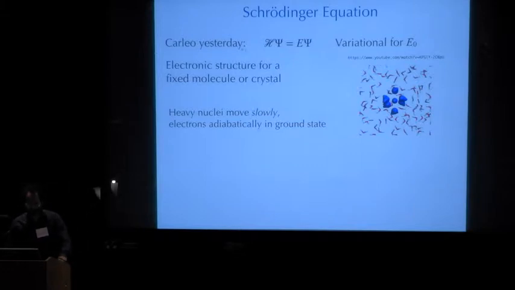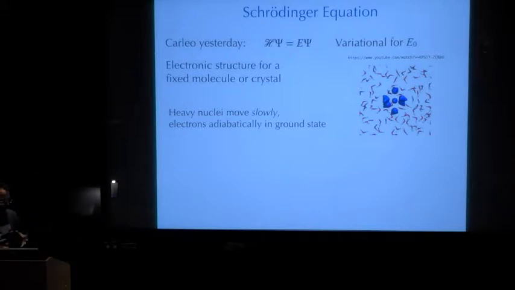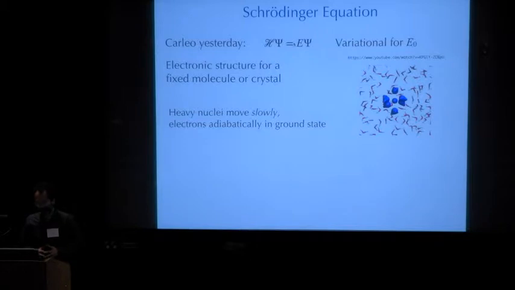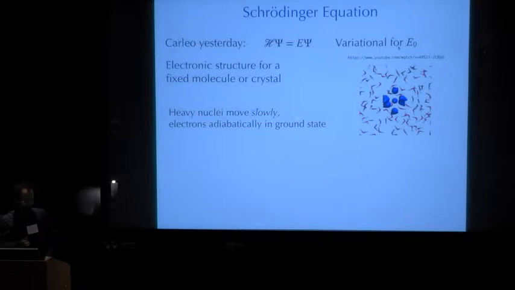So H psi equals E psi is how the world works. We know H. It's actually very simple. The problem is that this wave function is a very high-dimensional object, and so exactly solving this equation for anything but the smallest systems is very, very difficult. It is, however, variational for the lowest eigenvalue, E0, and that's partly how people actually do try to solve it.